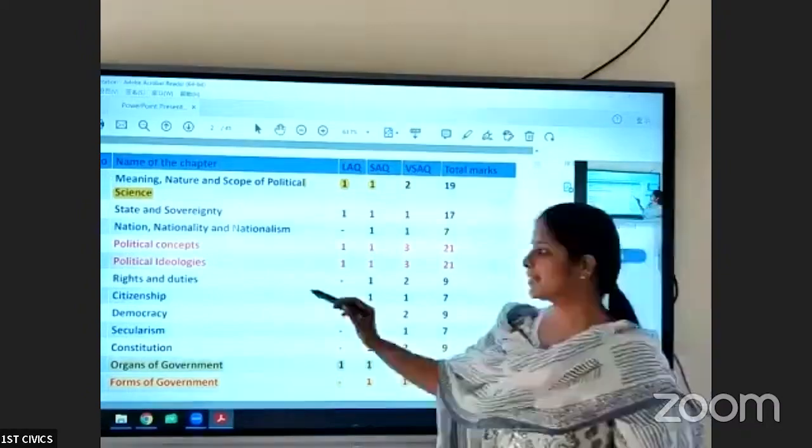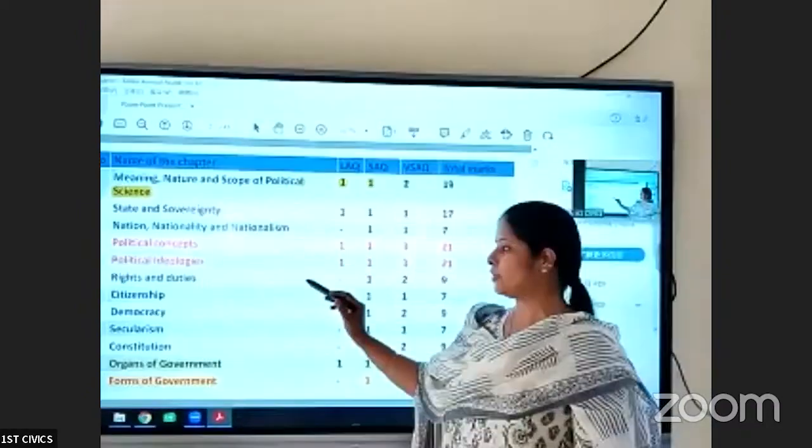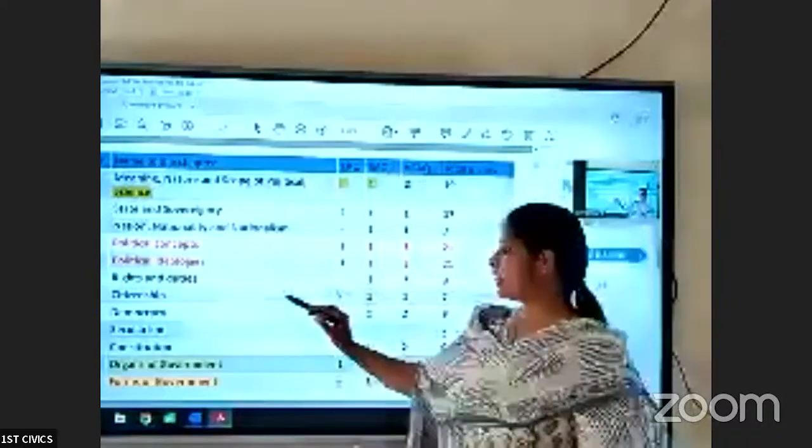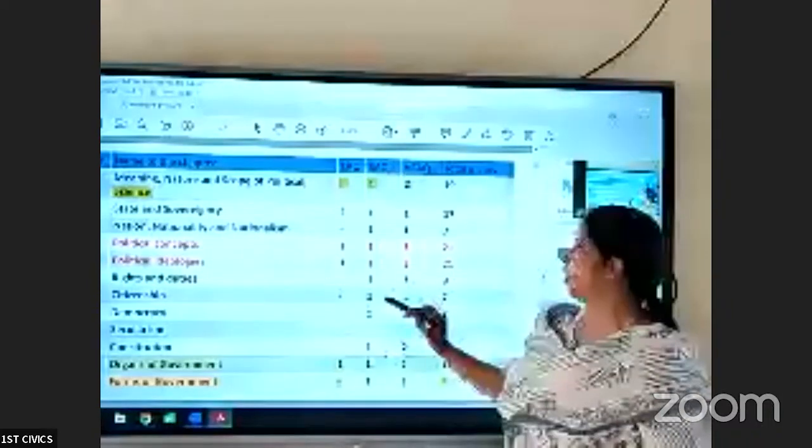Sixth chapter is Rights and Duties. You will get one SAQ, 2 VSAQs from this chapter. The weightage for this chapter is 9 marks. Seventh chapter is Citizenship. You will get one SAQ, one VSAQ from this chapter. The weightage is 7 marks.